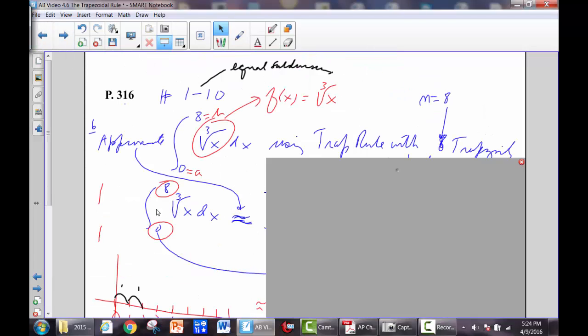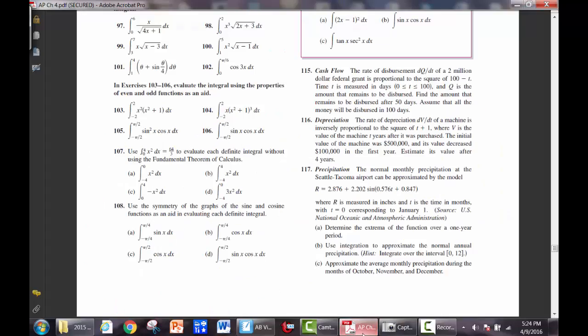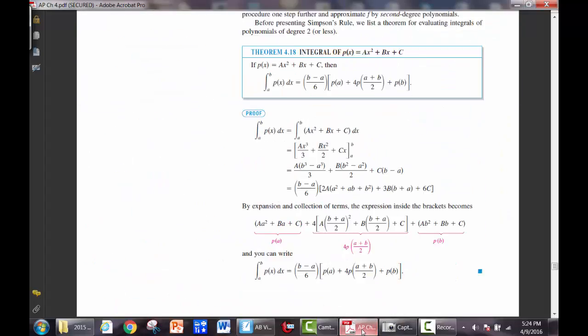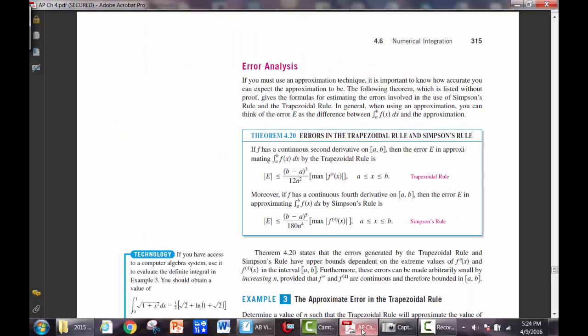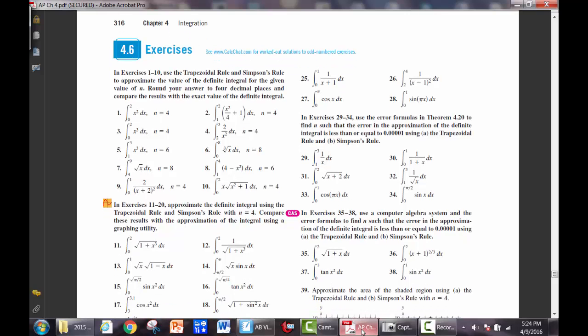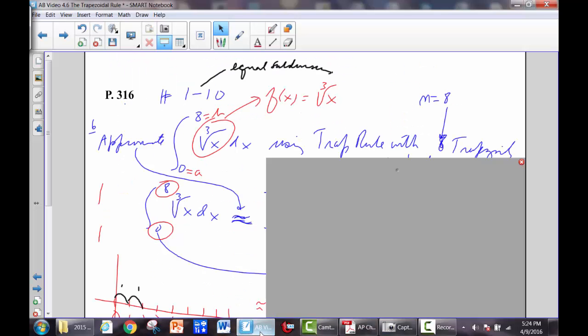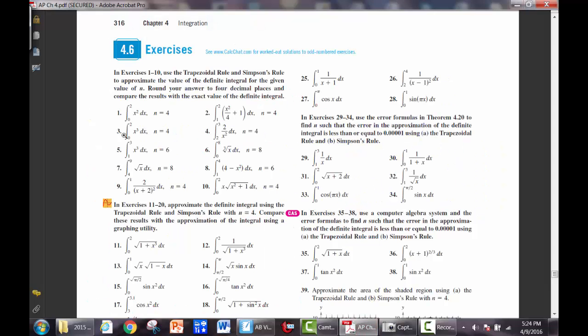Okay, that's it. So if you look at page 316, by the way, there is something else in this chapter called Simpson's Rule. You don't need to know Simpson's Rule, okay? So on page 316, we are looking at numbers 1 through 10. So for these questions, use the trapezoidal rule, forget the part where it says use Simpson's rule, to approximate, obviously, that's what the trapezoidal rule does, the value of the definite integral for the given value of n. N will be the number of trapezoids. Round your answer to 4 decimal places, compare the results with the exact value of the definite integral.